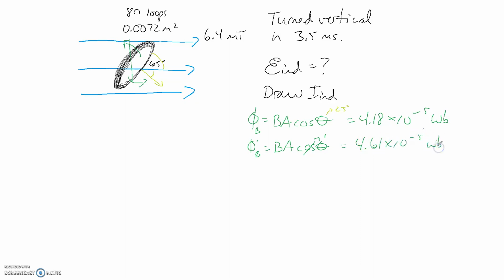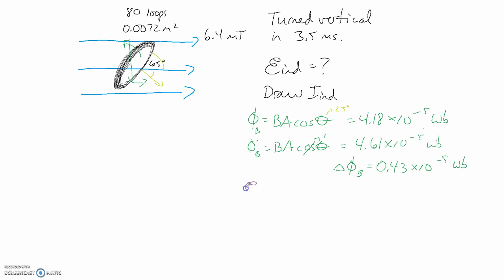Now, of course, it's not about how much flux you have. It's about how much your flux changes. So I've got to find out my change in flux. So I've got to take these two and find the difference in my flux. Now, if I find the difference in the flux by subtracting the two, I can see that my flux has increased by 0.43 times 10 to the negative 5 Webers. And now that I have my change in flux, I can use that to calculate my induced EMF.